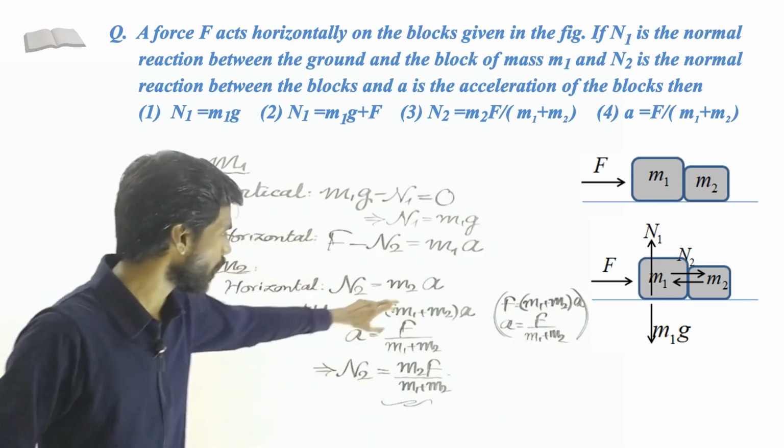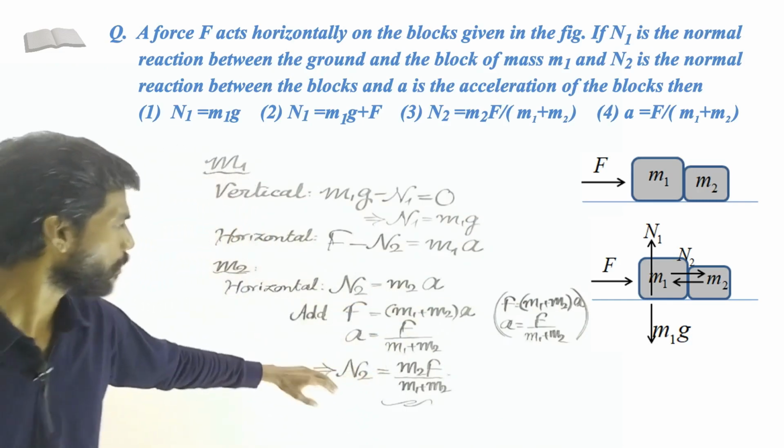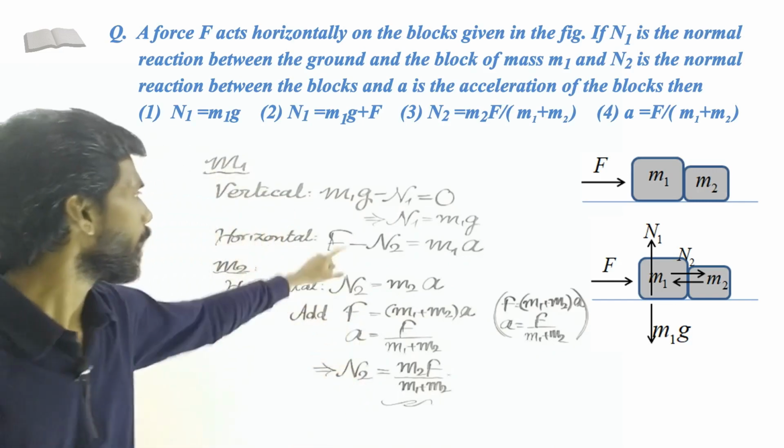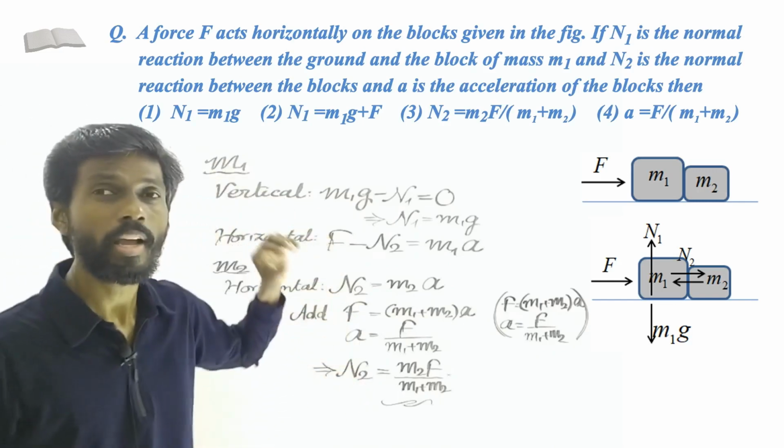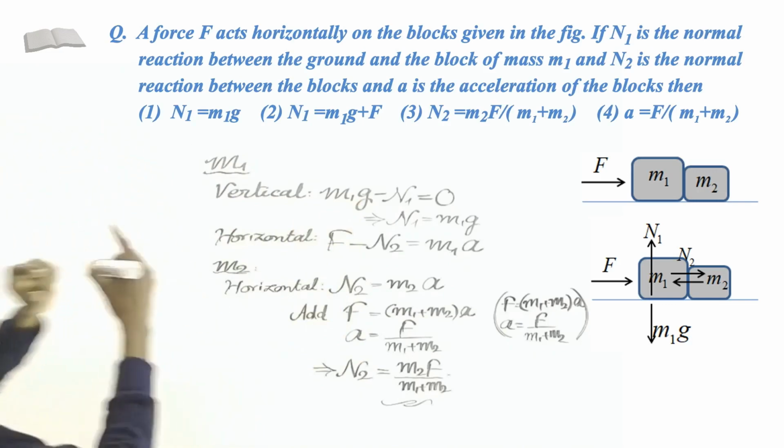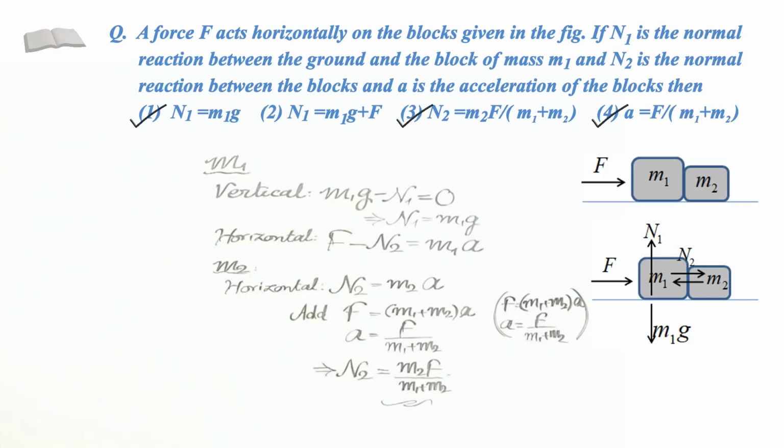So this is the acceleration, F divided by M1 plus M2, and also we have got the normal reaction between the blocks, and also this N1, which is the normal force between the block and the ground, right? So this is the answer.